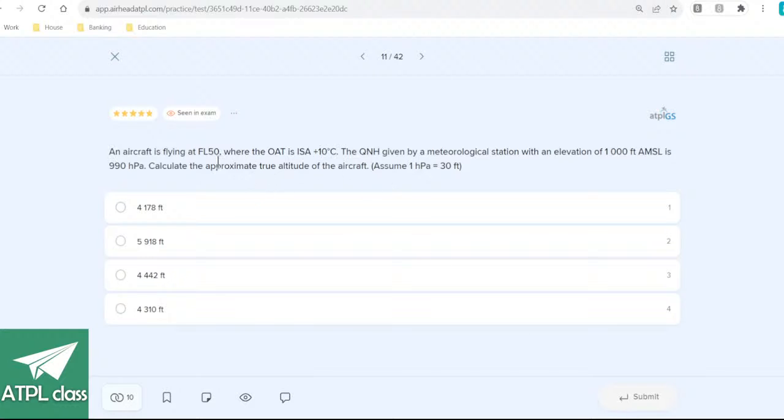An aircraft is flying at flight level 50 with outside temperatures ISA plus 10. The QNH given by a meteorological station with an elevation of 11,000 feet AMSL is 990. Calculate the approximate true altitude of the aircraft.